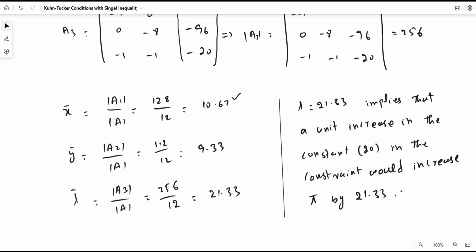And this is how to apply the Kuhn-Tucker conditions, which are necessary as well as sufficient conditions for optimization, in our case for maximization. And this is how to apply it for the maximization of a profit function subject to a single inequality constraint.